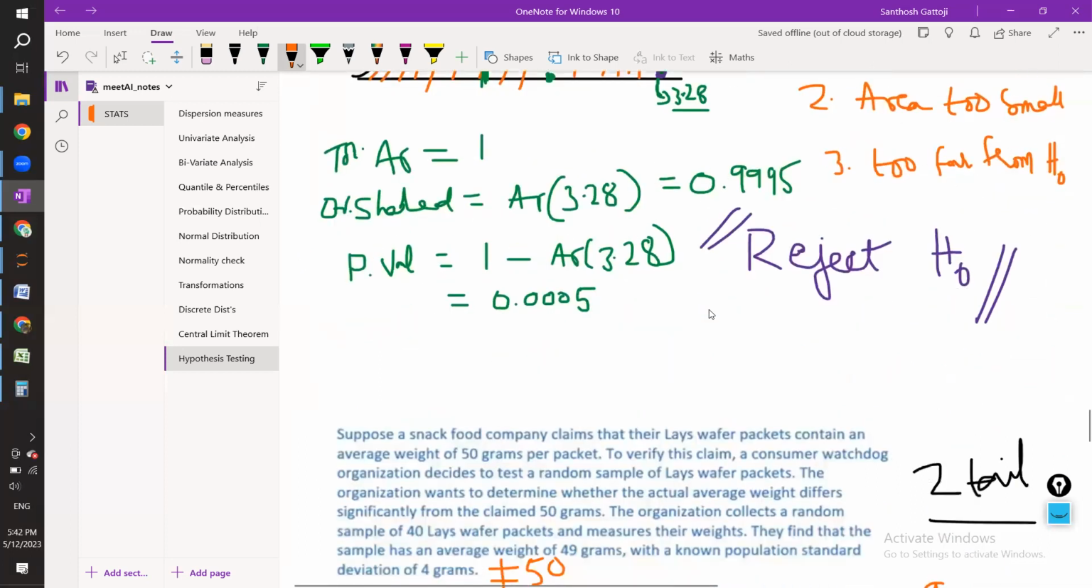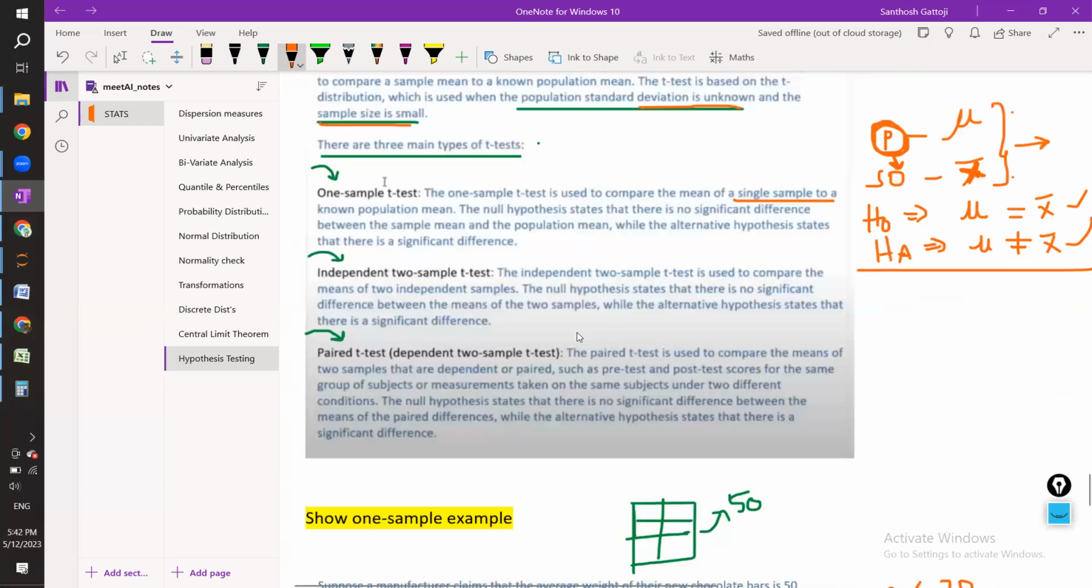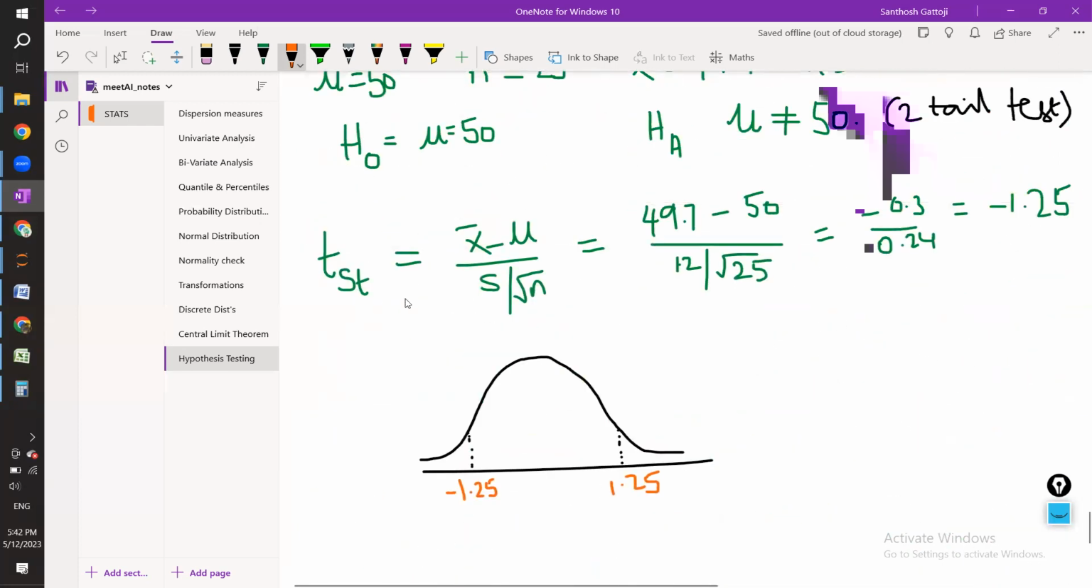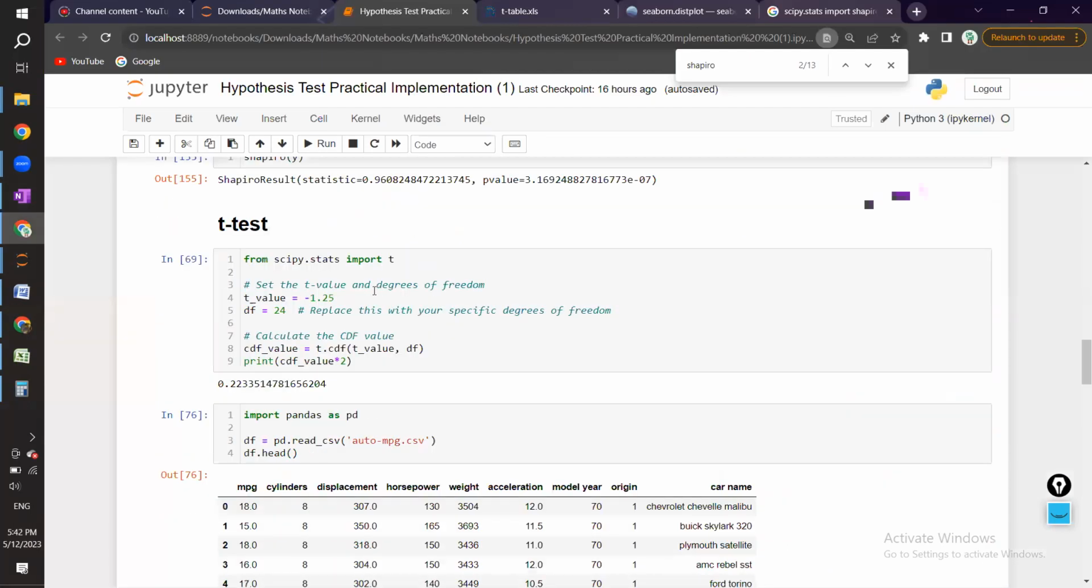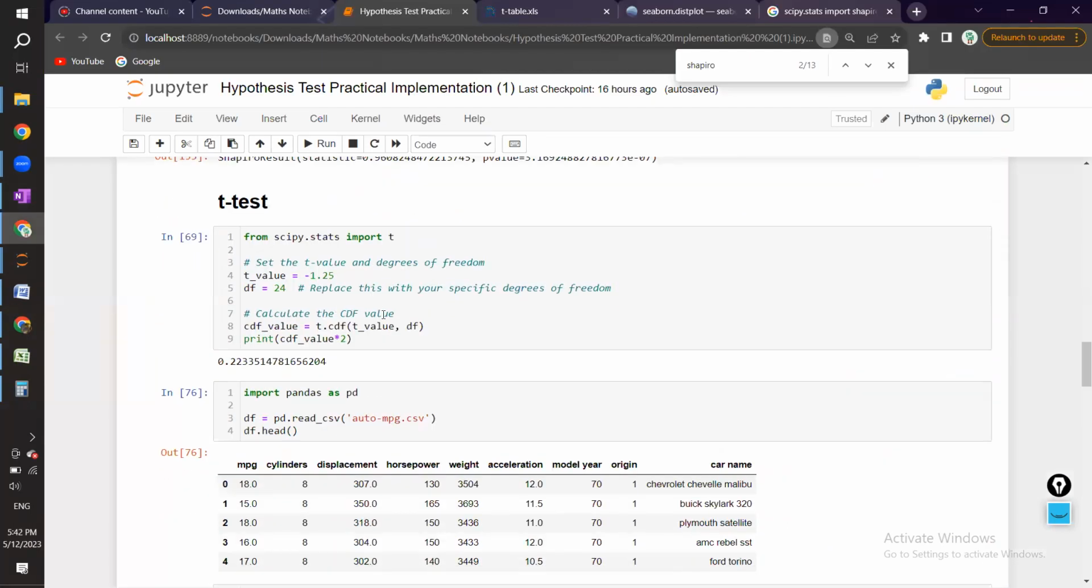Similarly over here also, if you see, our t statistic is minus 1.25. So it's minus 1.25 and plus 1.25, the two tail test. And now you need to see how much area this is covering. This area is how much? For that, in the t-test you have an easier way. For example, over here, you have directly called CDF.